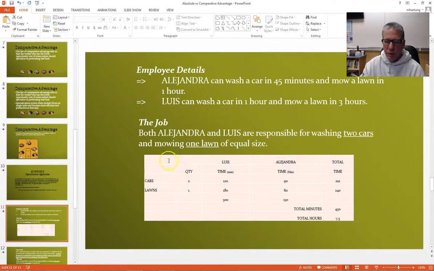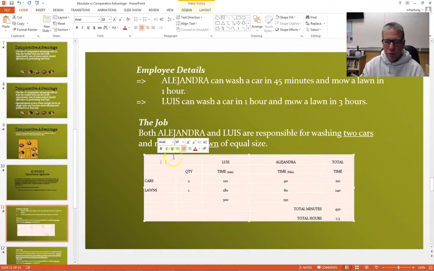Here's a summary. Now I'm going to encourage you to use Excel to create a worksheet just like this. You can actually do this in PowerPoint if you've done that before. If you've taken the MS Office class, you can create tables and use Excel, or do it in Excel and insert it. That's what I've done here in the PowerPoint presentation. So go ahead and create something like this. You've got the work that needs to be done here, cars and lawns, quantity of 2 each.